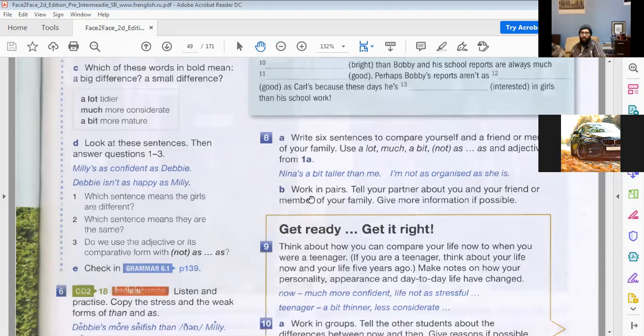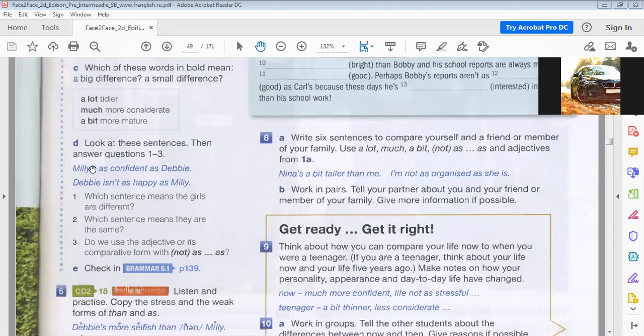Okay, Rashid, can you read the two examples for us, please? In blue, can you read them for us? Millie's as confident as Debbie. Debbie isn't as happy as Millie. Okay, so Manal, now the question is for you, number one. It says, which sentence means the girls are different? In which sentence are the girls different? The first or second? Second. Correct. So the second one, the girls are different.